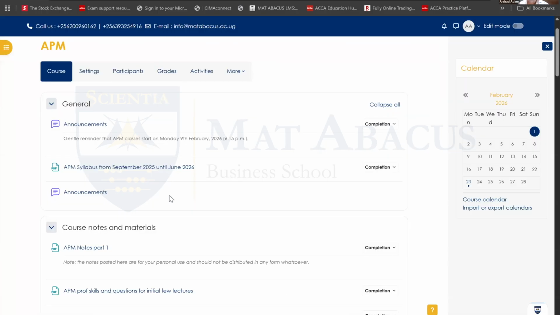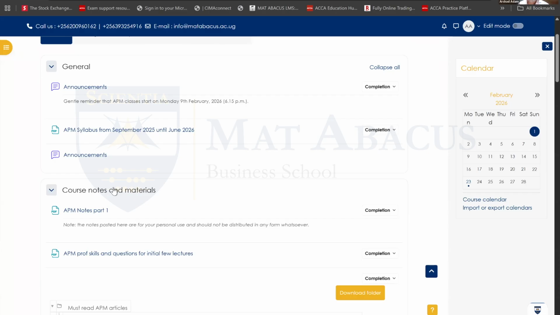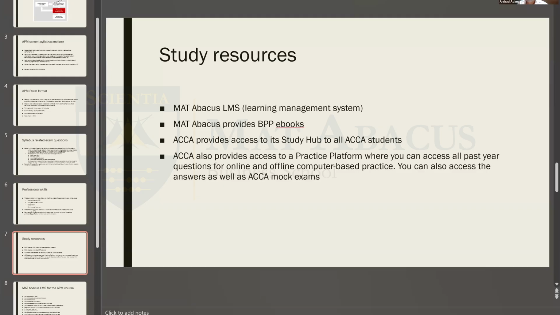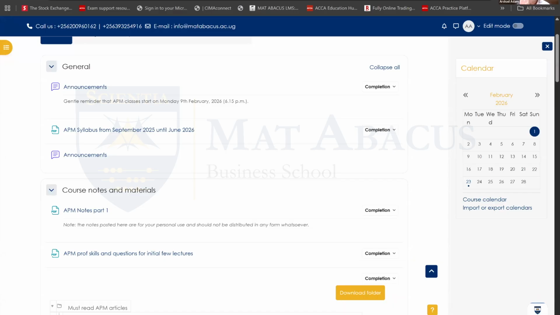I don't stop you. And this is the course notes and materials. These are my notes that I give to you. The school will give you access to the BPP ebook. So you also have that. This is from us, MAT Abacus: we give you the BPP ebook and we give you access to the LMS. The LMS for APM, I will manage 90% of it, and 10% is under the school. Manage in the sense that I put the data there.